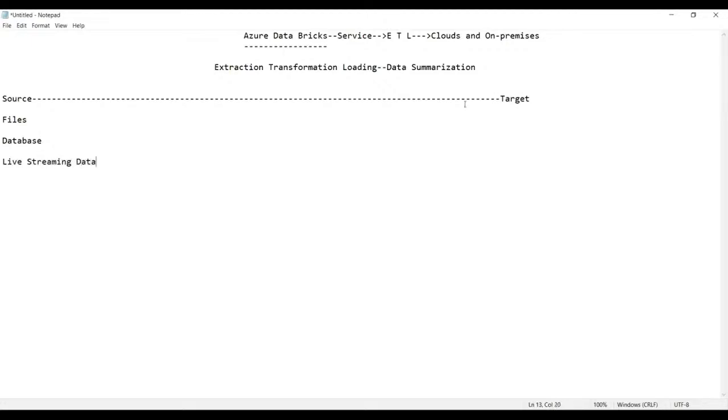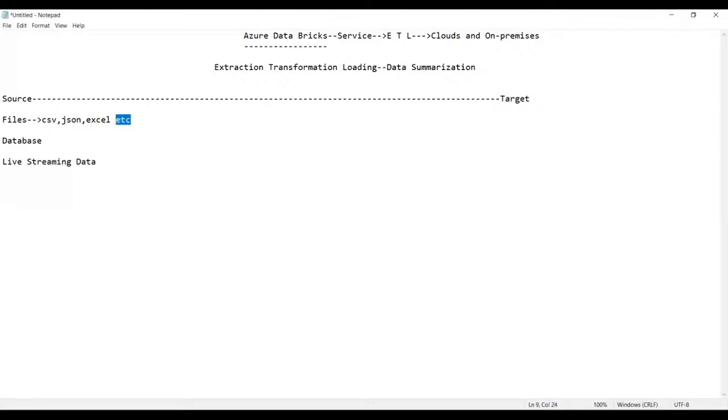We can get the data from files, from databases, or else from live streaming data. Anyways, guys, these files can be CSV files, JSON files, and then Excel files, etc.